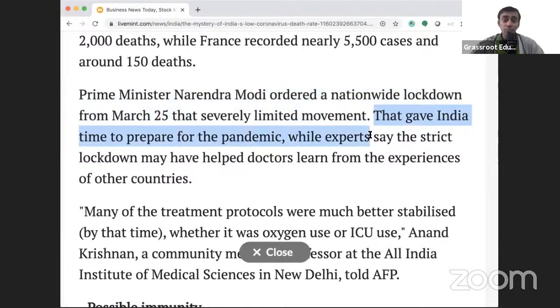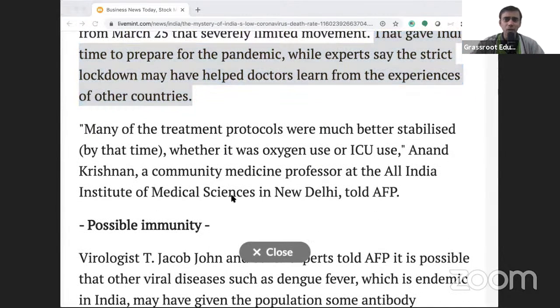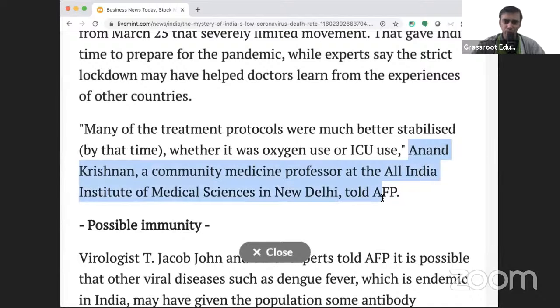Experts say the strict lockdown may have helped doctors learn from the experiences of other countries. Because it did not simply shoot up and go out of control in India, the doctors had some time to learn and then implement the best practices. Many of the treatment protocols were much better stabilized, whether it was oxygen use or ICU use. So it was not random. There was some plan going, said Anand Krishnan, a community medicine professor at AIIMS, New Delhi.